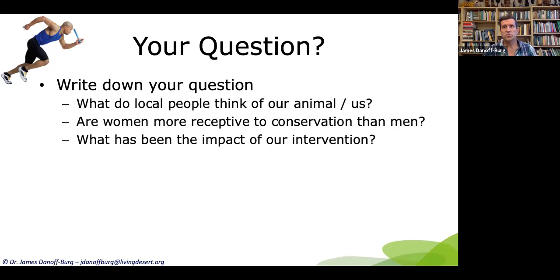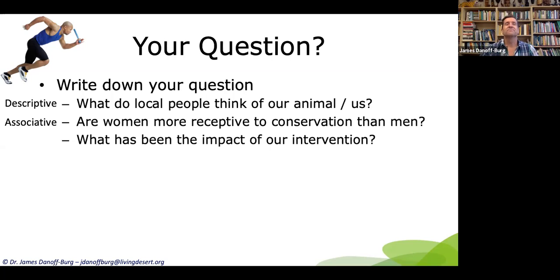So look at these three questions here. What do you think that first question is? What do local people think of our animal or of us? If you said a descriptive question, you're correct. Okay, next one. So now you have a 50-50 chance of getting it right. Are women more receptive to conservation than are men? Is this an associative or a causal question? All right. If you said associative question, you're correct again. You're shooting 2 for 2 right here.